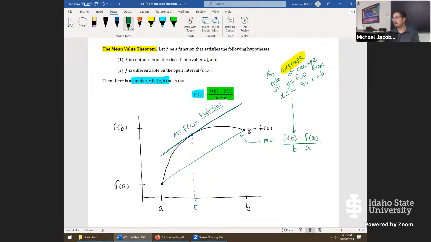minus f of a, divided by b minus a. So the mean value theorem says, as long as you have continuity and differentiability, both working at the same time for your function, there will be a number between one end and the other end so that the tangent line slope, or the derivative, will match the average rate of change of the function, that slope down below.